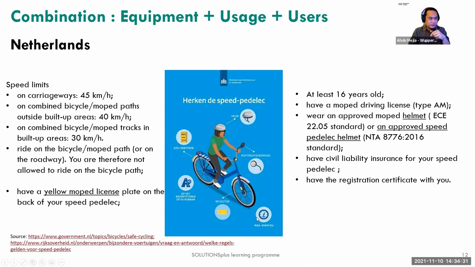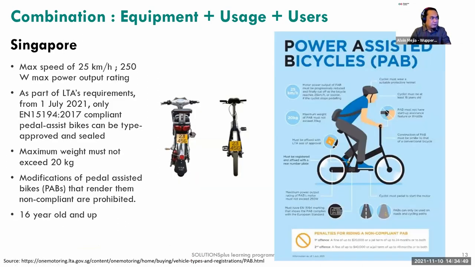This is particularly important for these types of bikes because, kumbaga, the way they are built, they can move faster, and essentially they pose some increased level of safety concerns, for example, for pedestrians. No? Same with Singapore, very similar yung kanilang pag-adopt ng regulations with regards to power-assisted bicycles. So yung kanilang definition, the bicycle's maximum speed of 25 kilometers per hour, 200 watts maximum power output, and they require certain requirements for the bikes themselves. And maximum weight should not exceed 20 kg. And modifications to the pedal-assisted bikes are prohibited. So they have a long list of this.